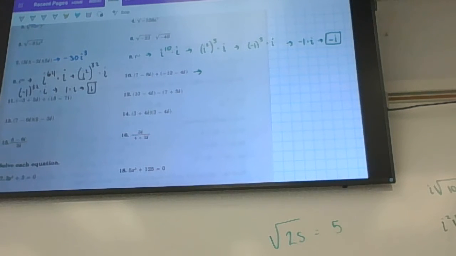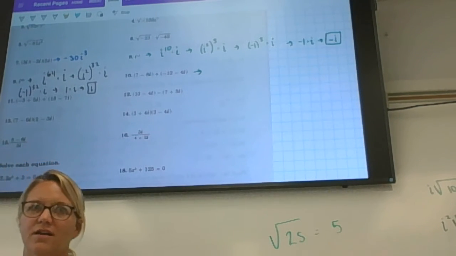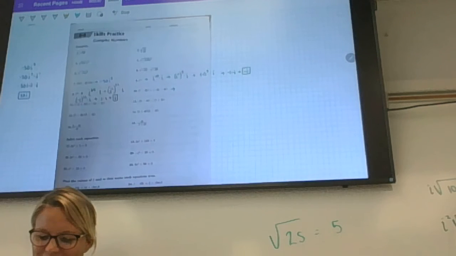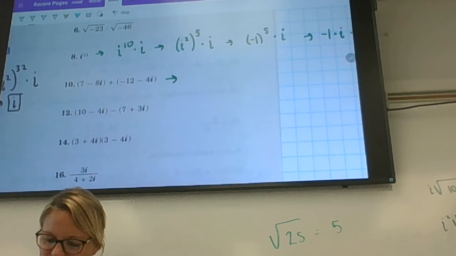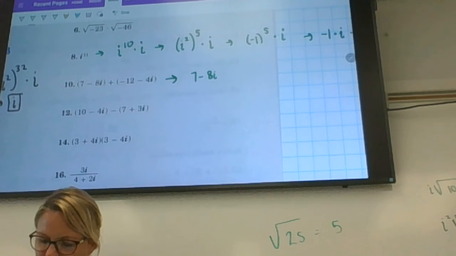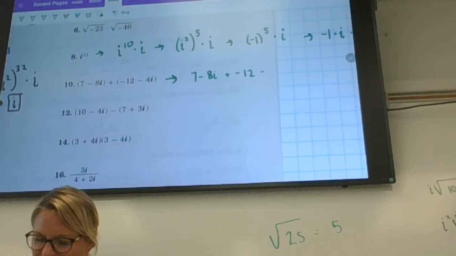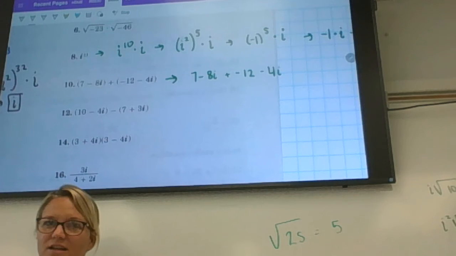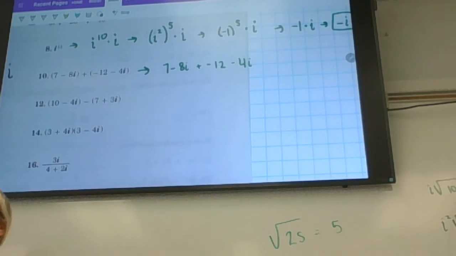All right, so when we get to number 10, Mr. Fernandez, we're combining like terms. I swear that man has it out for me. He just wants to go on the soccer team.